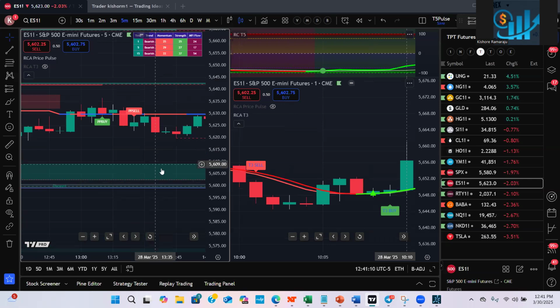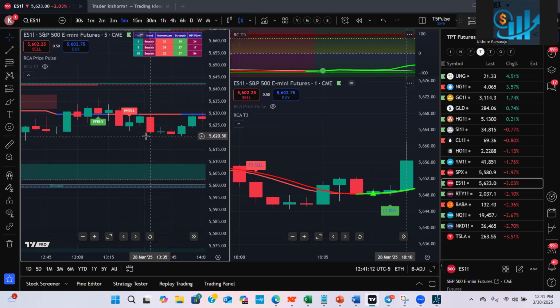If it is a personal account, as I said, you can use 30 minutes and 5 minutes. 30 minutes in the higher time frame, 5 minutes in the lower time frame. If 30 minutes is sell, then use only sell trades in the 5 minutes.